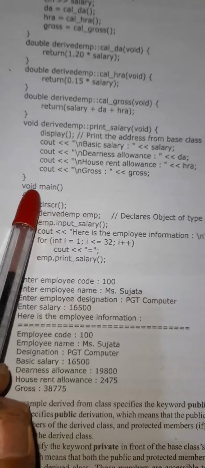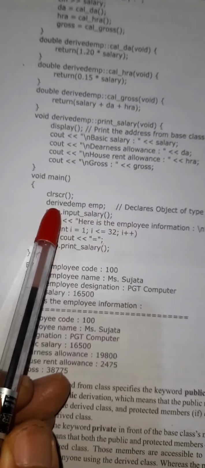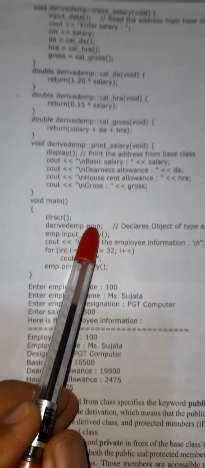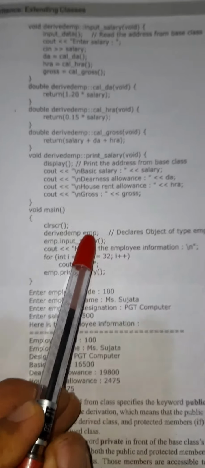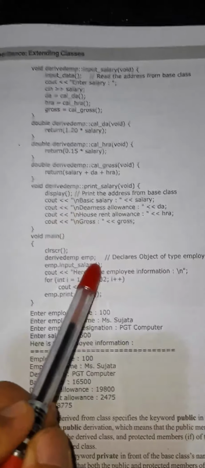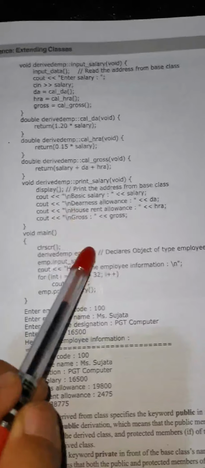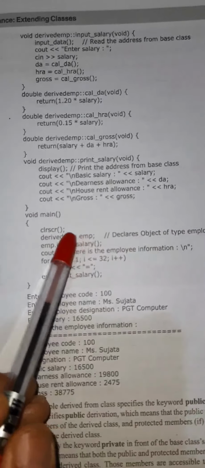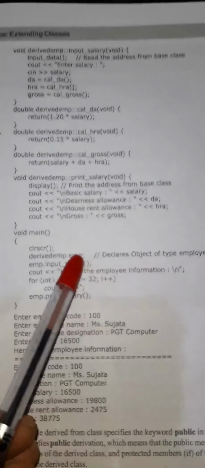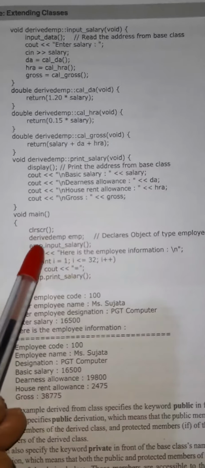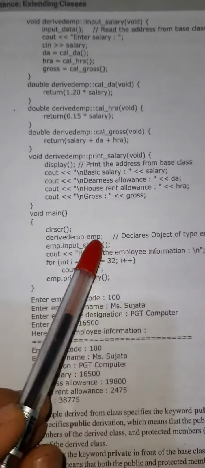In the main function, you see that the derived class has declared an object emp. Keep in mind that mostly the objects will be declared through the derived class only. And you know that as soon as an object gets declared, the constructor gets invoked automatically. We have seen that detail in the previous video. You can have a look at that. So here the object is being declared.